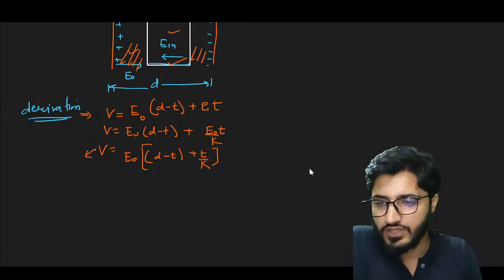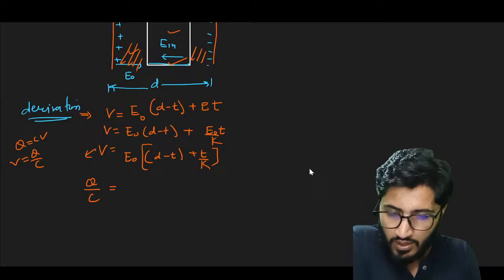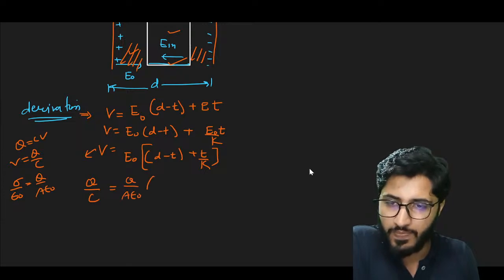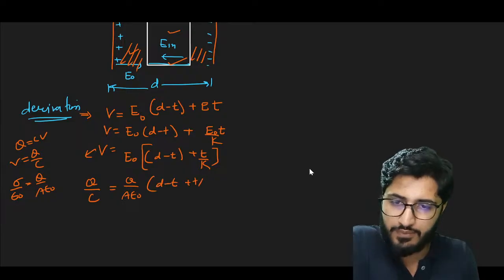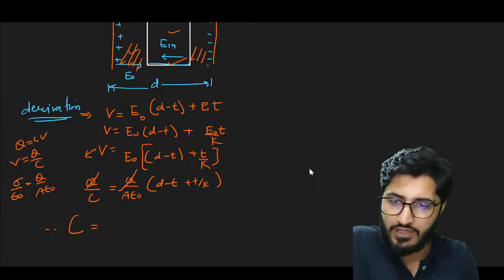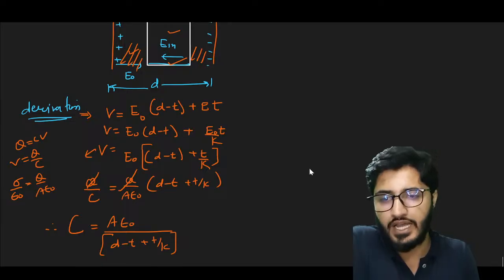So what is V now? Q equals CV, so V is Q by C. So I will write here that it is Q by C. What is E naught? It is sigma by epsilon naught, and sigma is Q divided by A, so E naught is Q divided by A epsilon naught, times D minus T plus T by K. Q cancels out, therefore my capacitance comes out to be A epsilon naught whole divided by D minus T plus T by K. So this is the equation that I need to use.